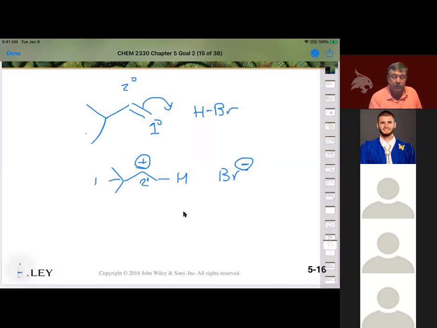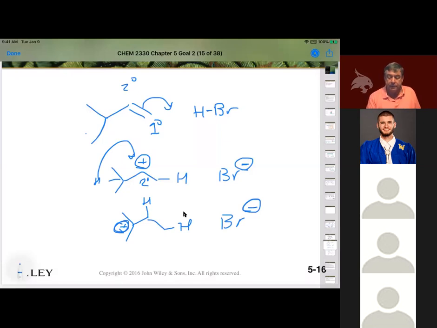But if we moved the hydrogen from here to there, we could have a tertiary carbocation. Tertiary is more stable, so we're going to move that hydrogen one over. We're going to move that carbocation over one carbon. And now we have the bromide ion still here, and now we still have our Lewis acid.